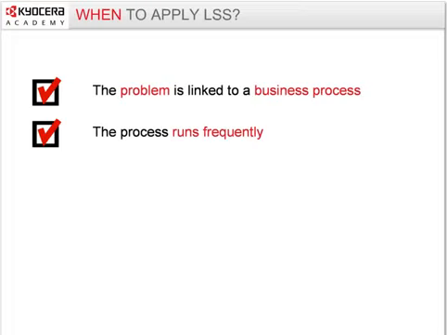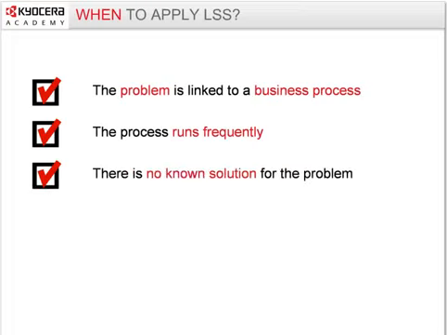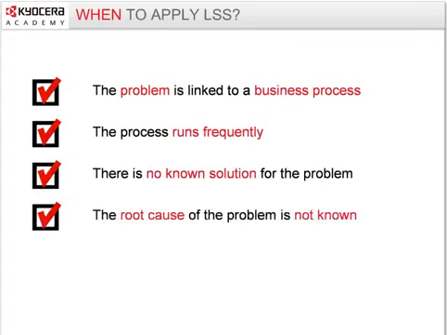There is no known solution for the problem. If you know the solution, you don't need Lean Six Sigma. Just do it. The root cause of the problem is not known. As Lean Six Sigma is a problem-solving methodology, focusing on identifying the root causes for a given problem, it only makes sense to apply the tools and concepts if this job still needs to be done.